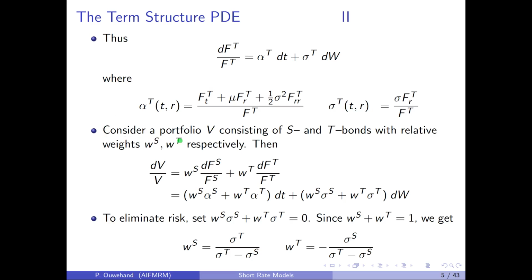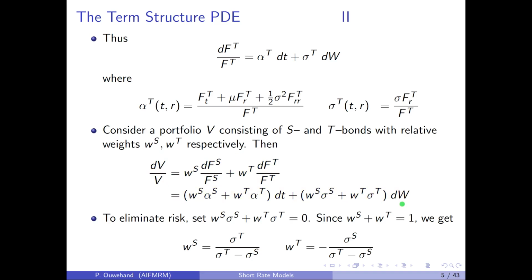Now, consider a portfolio V consisting of S and T bonds with relative weights Ws and Wt respectively. Here the weights add up to 1. You can then show that we obtain the following stochastic differential equation. dV over V is equal to Ws times dFs over Fs. Here F superscript S is the price of the S bond, plus Wt dF superscript T over F superscript T. That is easily seen to simplify to the following expression.